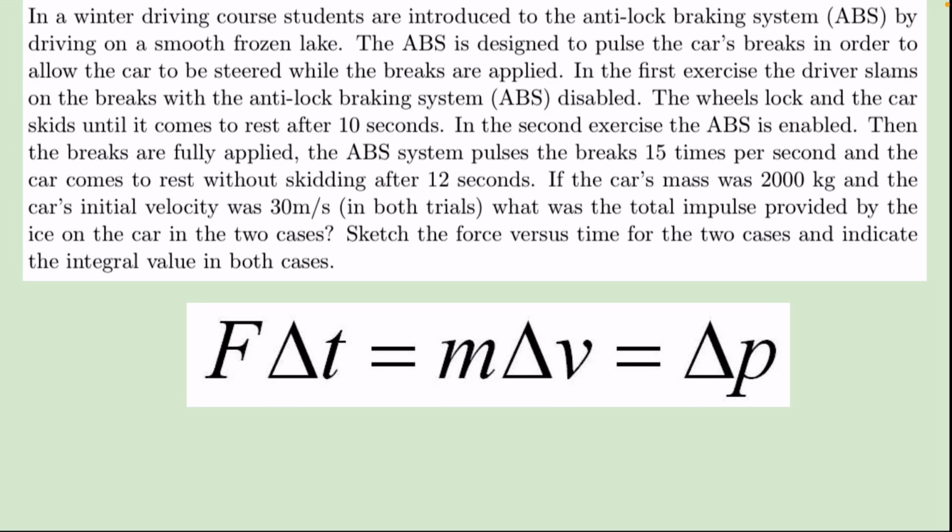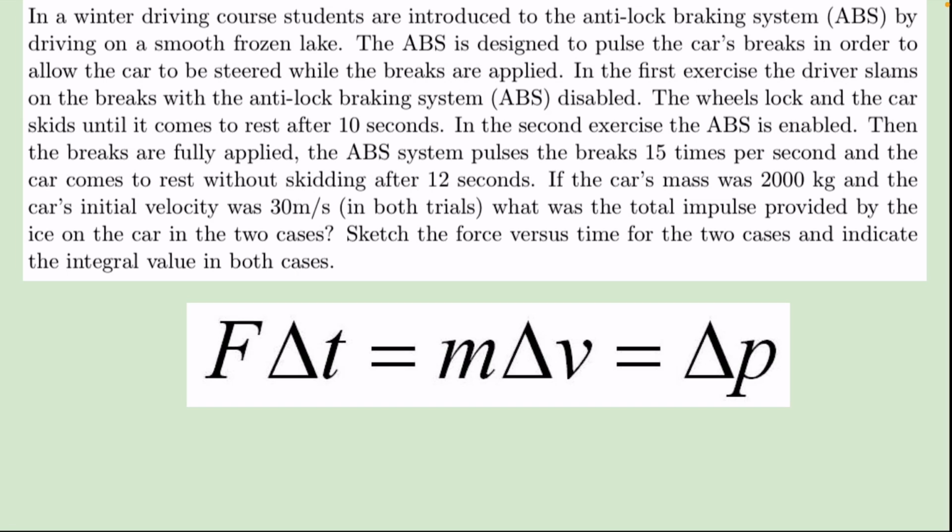The second is when the ABS is enabled, which causes the ABS system to pulse the brake 15 times per second, making the car come to rest without skidding, which is better because you'll have more control, after 12 seconds. So in this situation, both the mass and the initial and final velocity will be the same in both trials, but the time will be different.